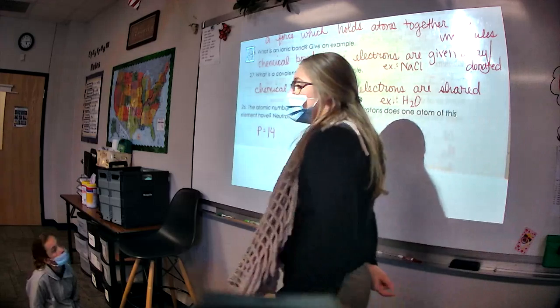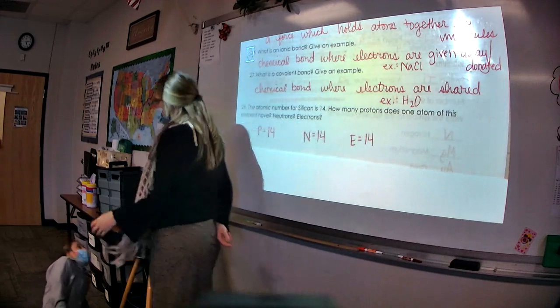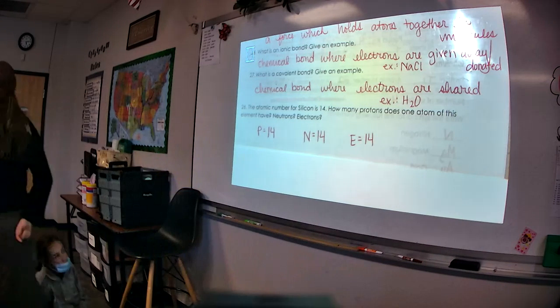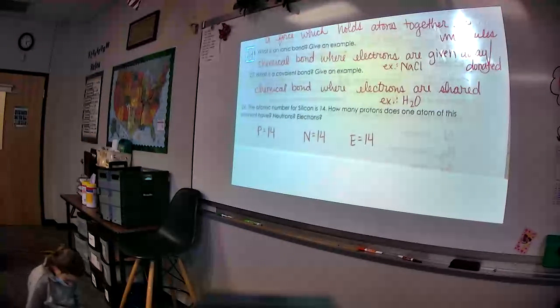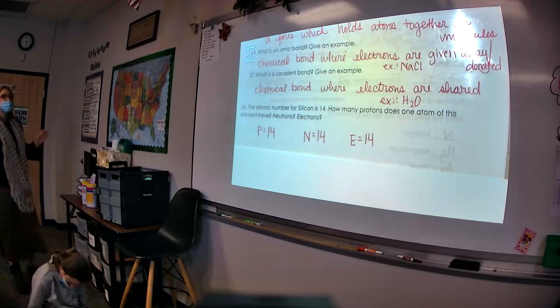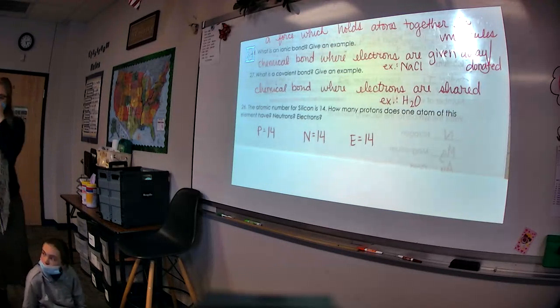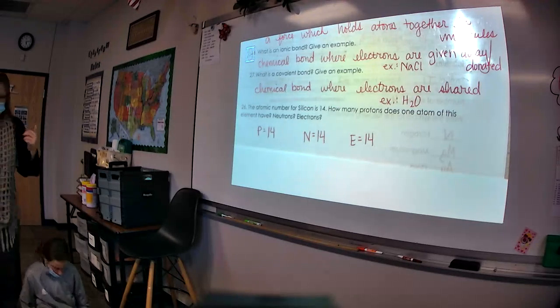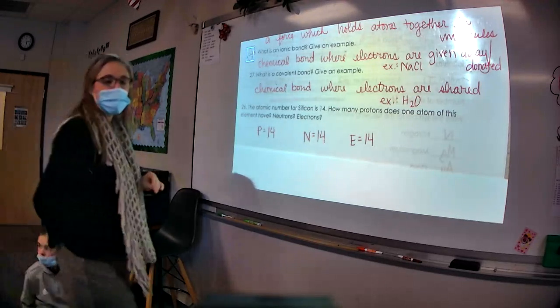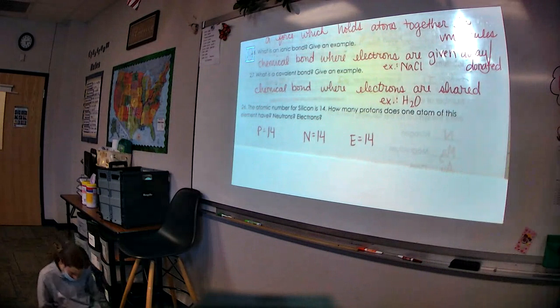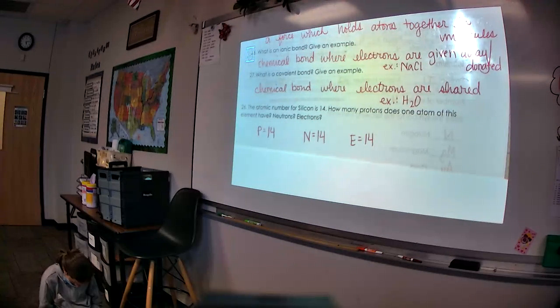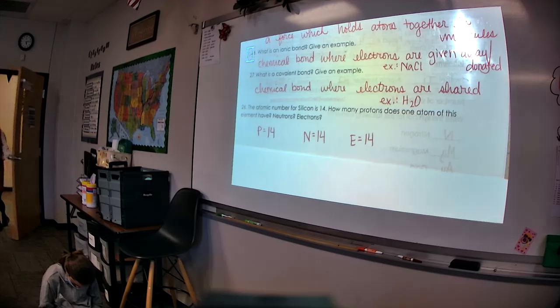Now, on 27, it says, draw an atom of a beryllium ion with a negative charge. Go ahead and do that on your own, and then I'll draw the answer on the board. Beryllium is capital B, lowercase e. It's in the top left of the chart. Okay? You're drawing a beryllium ion with a negative charge. Edgar?